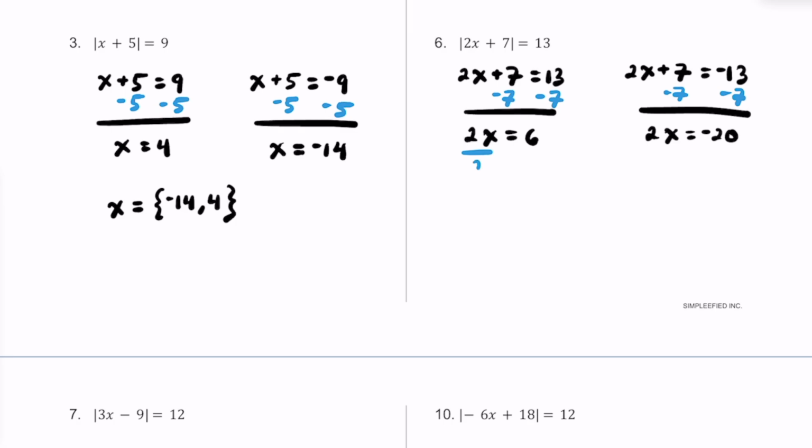Next, let's go ahead and divide both sides by 2, and we can do this for both of these equations. If we go ahead and do that, then the equation on the left, we're going to get x is equal to 3. That'll be one solution. And the equation on the right will get x is equal to negative 10. So for this particular equation, we have two solutions. The first one's going to be negative 10. And the second one is going to be positive 3. Those are our two solutions.